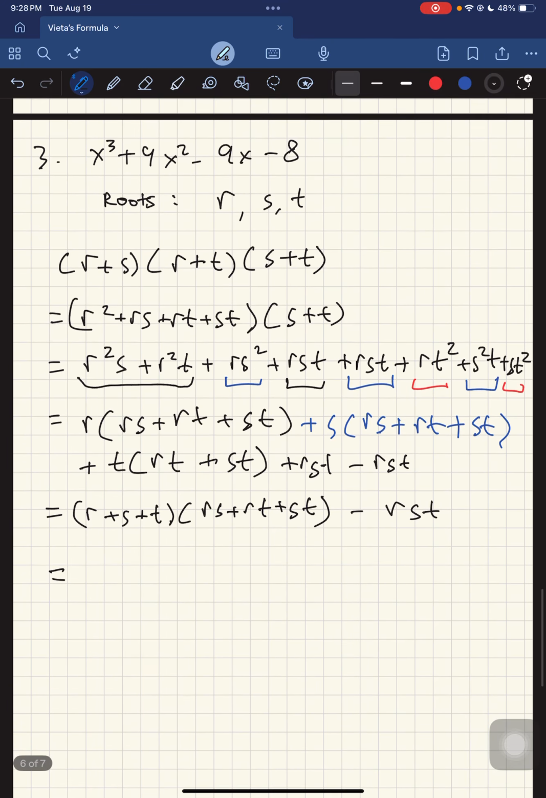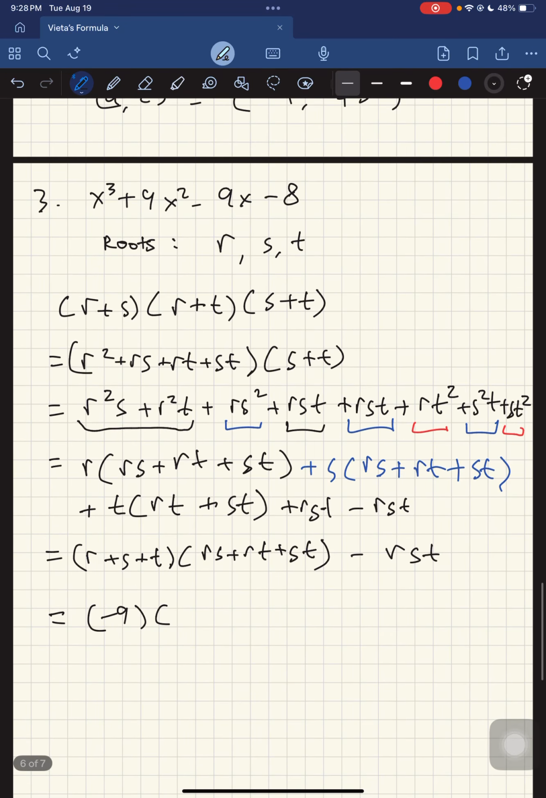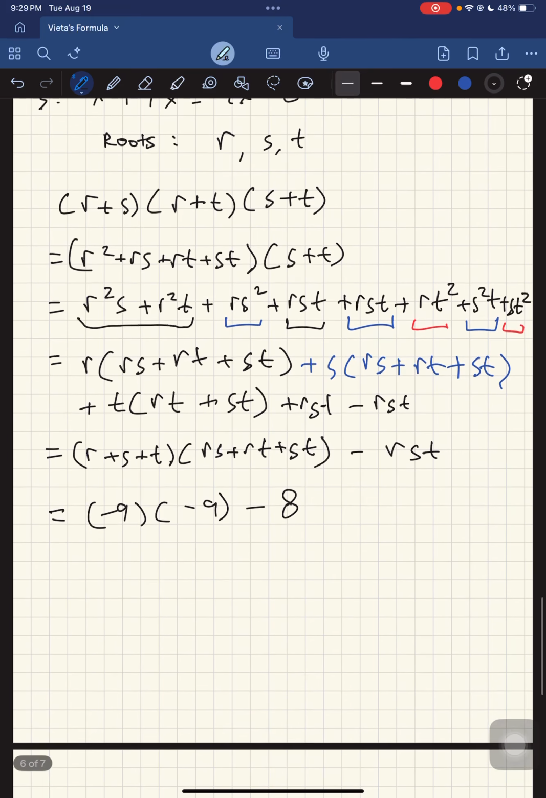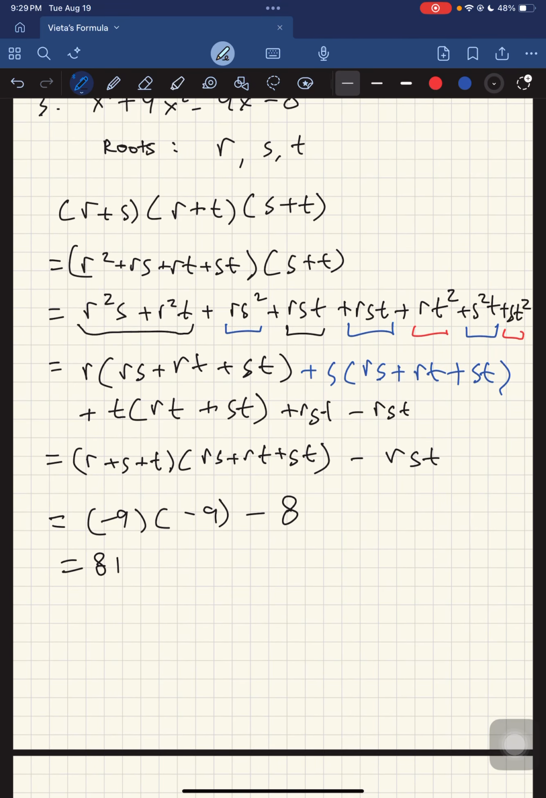S1 is -9, times S2, which is equal to -9. And RST is going to be equal to 8. So minus RST means -8. So this is going to be equal to 81 minus 8, which is equal to 73. Yep, so that is the solution.